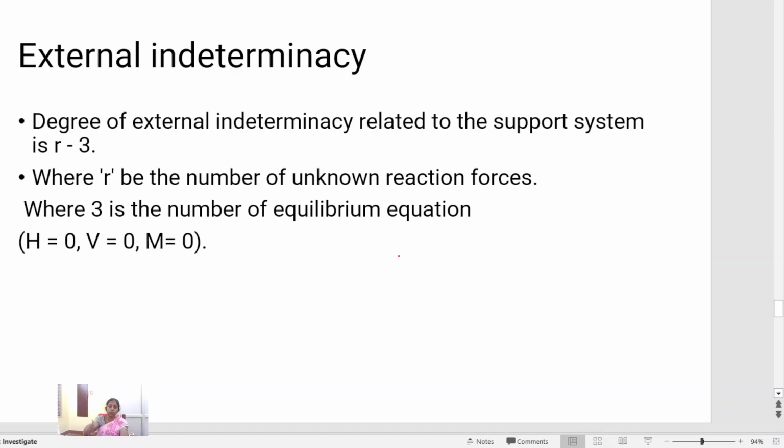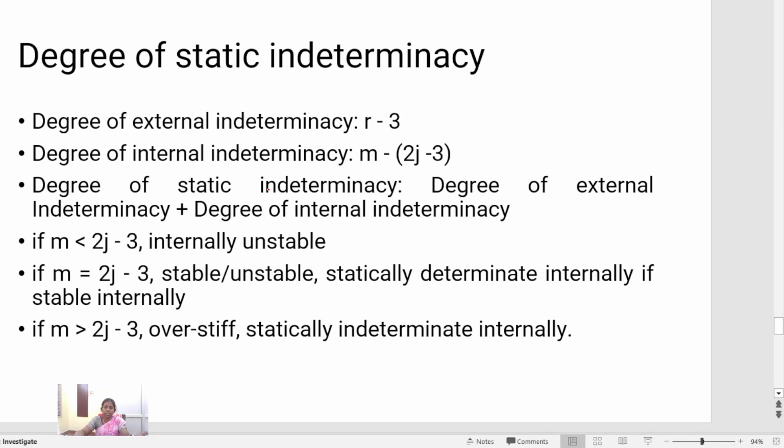So we are able to divide the truss into stable, deficient and unstable. The degree of external indeterminacy is r minus 3. Degree of internal indeterminacy is m minus (2j minus 3). Degree of static indeterminacy is equal to the degree of external plus internal indeterminacy. Finally, we got m and 2j minus 3 for the comparison.